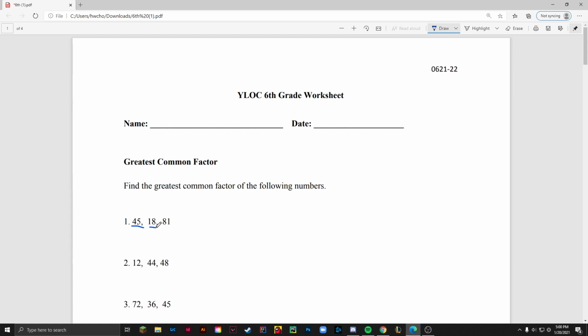So 45, 18, 81. What I think of when I see 45 is 9 times 5, right? Or 3 times 3 times 5. 9 times 2 is 18, and 81 is 9 times 9. So there's a bunch of common factors. The common factors are 3 and 9, right? Because all of these can be divided by 3, all of these can be divided by 9. But the bigger number is 9, so the greatest common factor is 9. That is your answer.